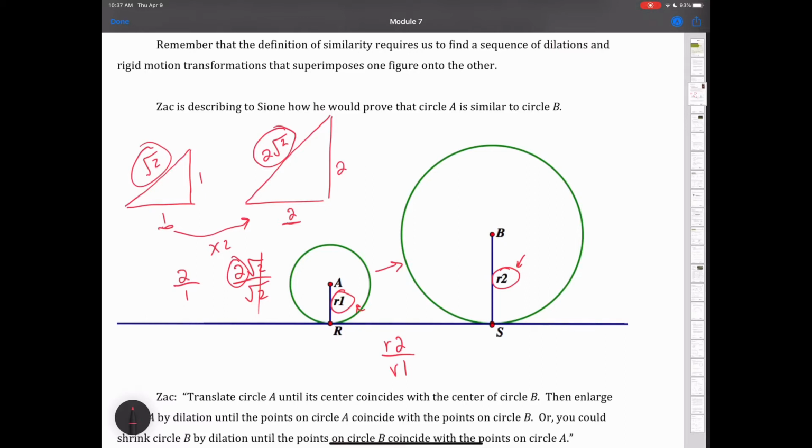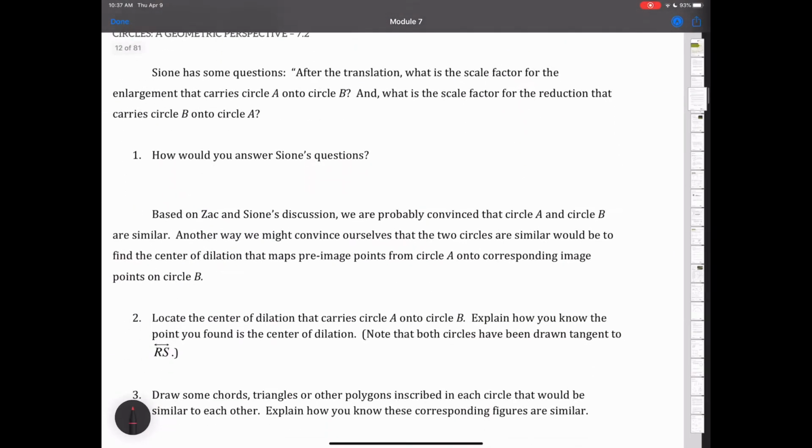Okay. However, when we want to go the other direction, we need to multiply by a number that's smaller than 1. So we're going to take this, the number smaller, and divide it by this, the number that's larger. So to make B coincide with A, we would multiply by R1 over R2, which will be a number smaller than 1. Okay, so there we have that little answer to number 1.